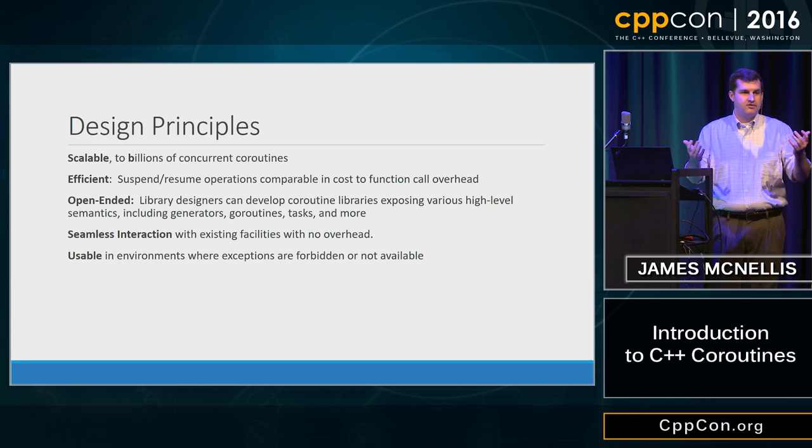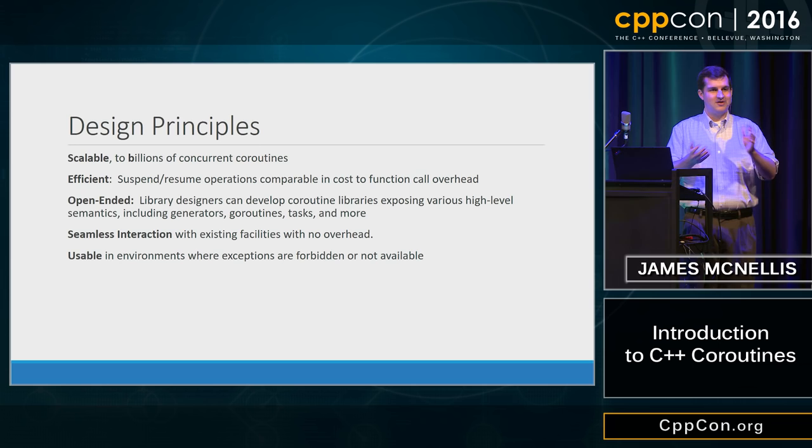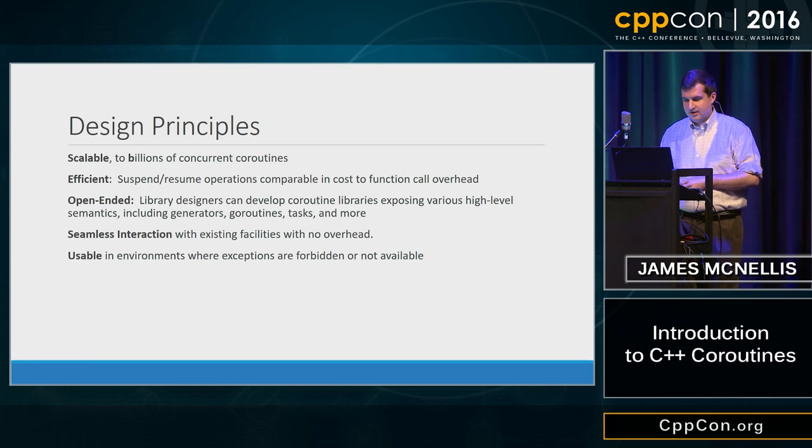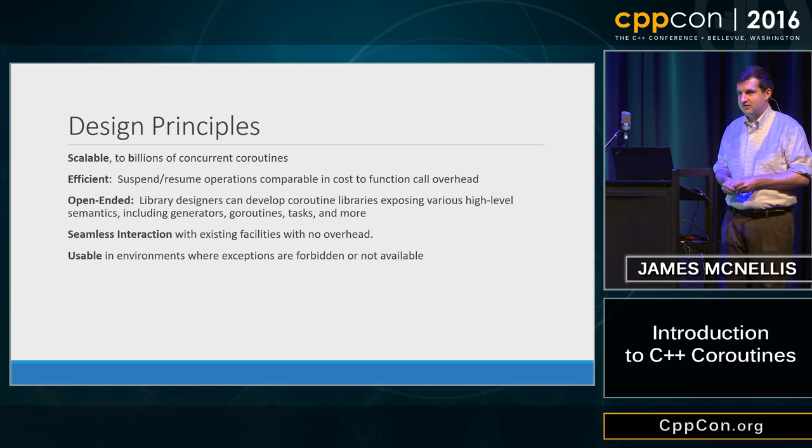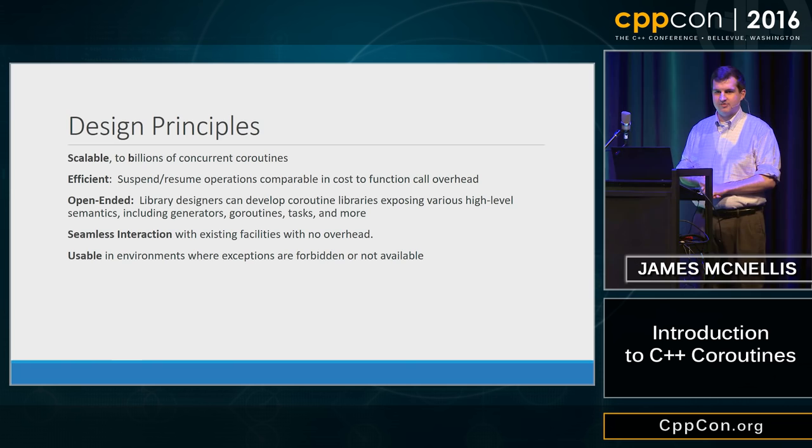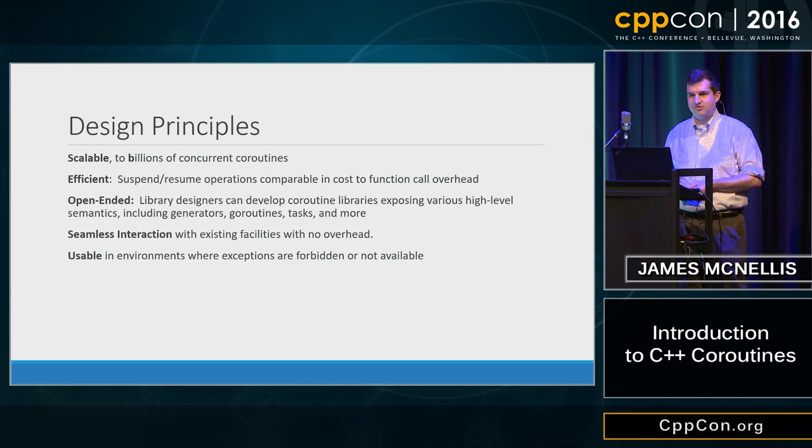That doesn't mean that there aren't valid and great use cases for stackful coroutines. This is one of the benefits of this design. They're also efficient, so suspend and resume operations are comparable in cost to function call overhead. Additionally, because the compiler is generating all of the boilerplate for you, it has much more visibility into what is going on, so that it can make better inlining decisions, potentially inline coroutines, and potentially elide the heap allocation for the coroutine frame.